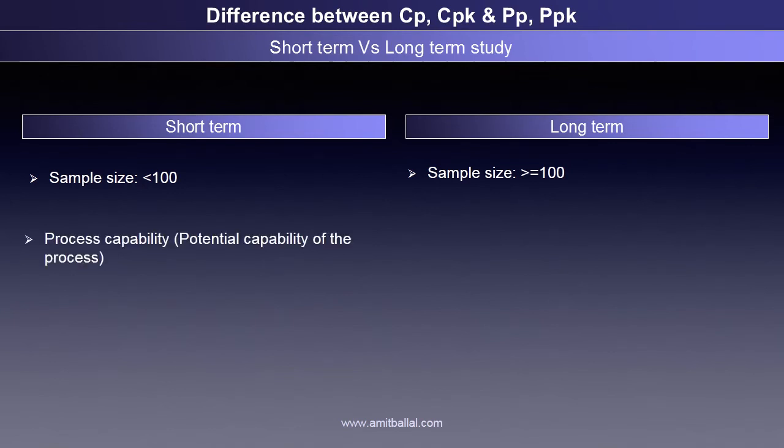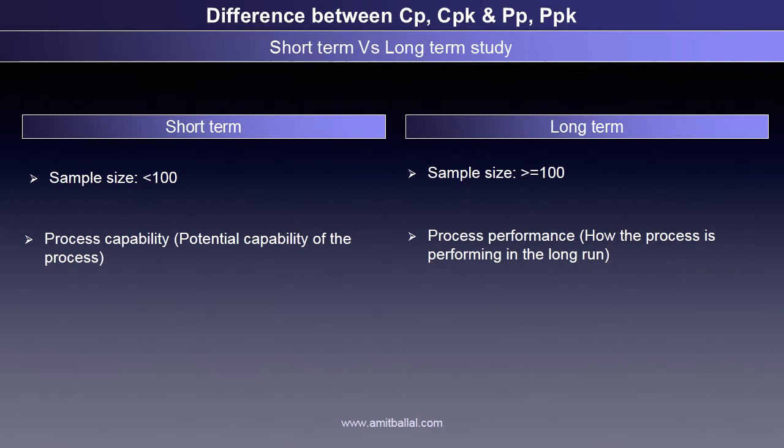Based on the short-term, process capability can be measured. As its name indicates, it determines the potential capability of the process in comparison to the specifications. It tells what the process is capable of producing in the long run. On the other hand, process performance is used for the long term, which indicates what the process is actually performing in comparison to specifications. We would need large data in order to understand how the process is actually performing. Hence, sample size of at least 100 is required.